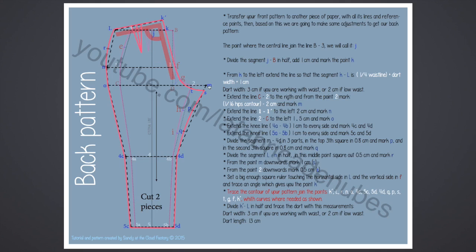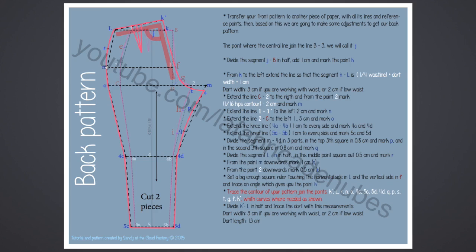Now the point M, you have to follow this order I am marking here. For the point M, you have to extend the line C2 to the right, and from the point 2 to the right, you have to divide your hips contour by 16, reduce 2 centimeters, and then mark it here, and that will be your point M.